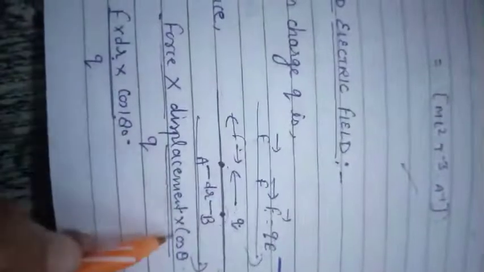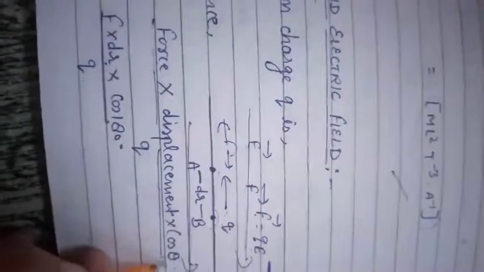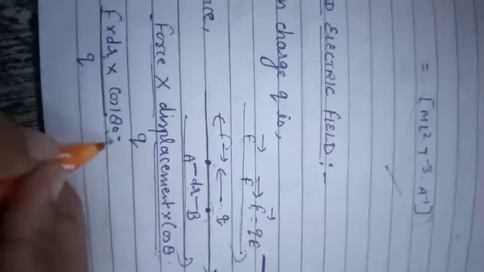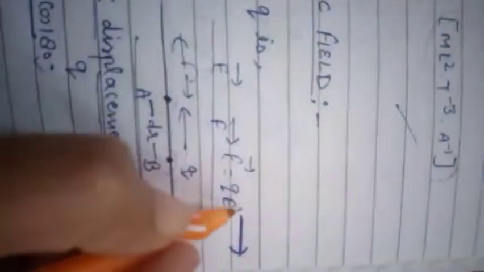Now this work done is equal to force into displacement into cos theta, Fs cos theta upon Q. Now this theta is equal to 180 degree. How? Direction of force is this and direction of displacement is this. So angle between them is 180 degree. That's why we have taken theta is equal to 180 degree.